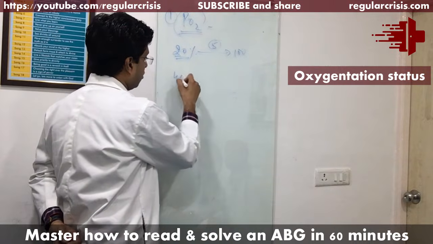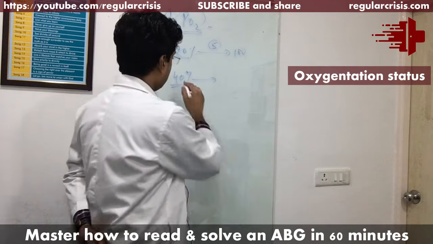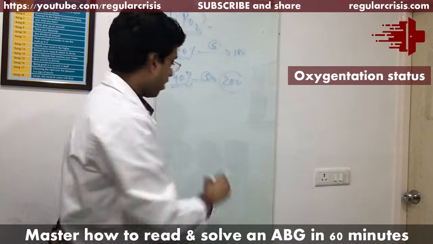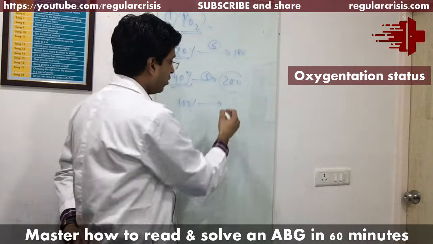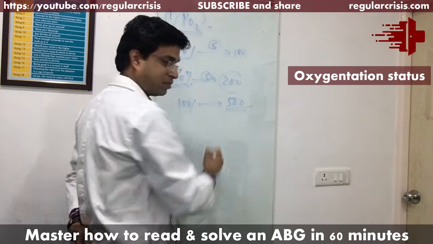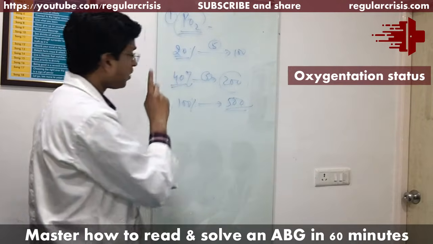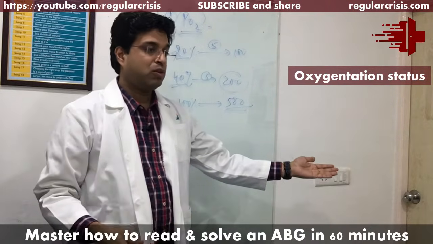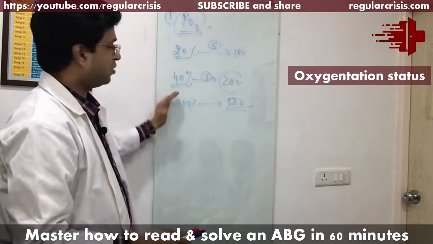So if you are giving 40% FiO2, how much should the PO2 in the blood be? 40 into 5, 200. If I am giving 100% FiO2 on a ventilator, it should be 500. This is the general rule: the amount of FiO2 you are giving, 5 times that should be the PO2 in the blood. Got it? Now, on a ventilator, this is very easy.